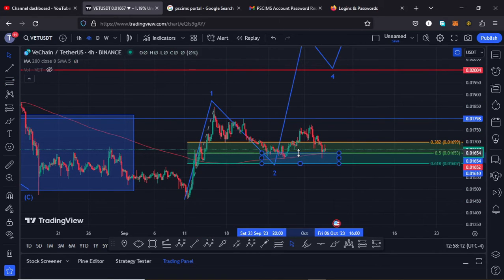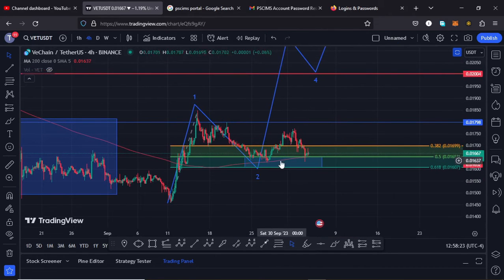and that is the area between the $0.01653 mark and the $0.01607 mark, which is an area that we have not yet fully maximized, though we have seen some lows and some wicks into that target area.